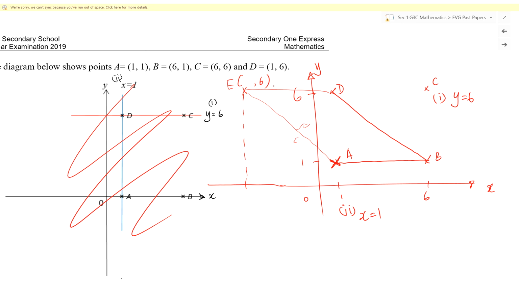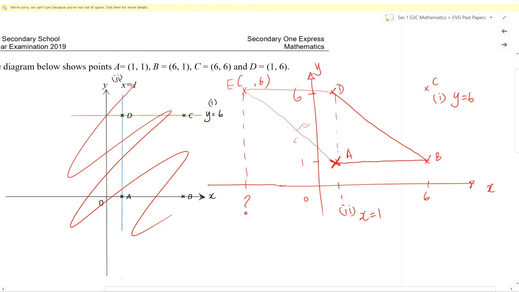Negative what? Why negative 6? What exactly are you using to determine the block over here? We have to consider that they are the same length, right? AB, ED, same length. What is the length of AB? Look closely. 5 or 6? 5 units. Which means that from here to here, this will also be 5 units, right? E to D also 5 units.